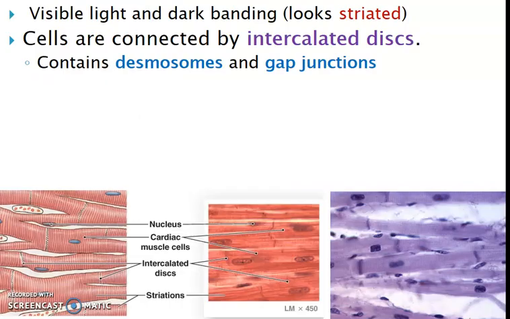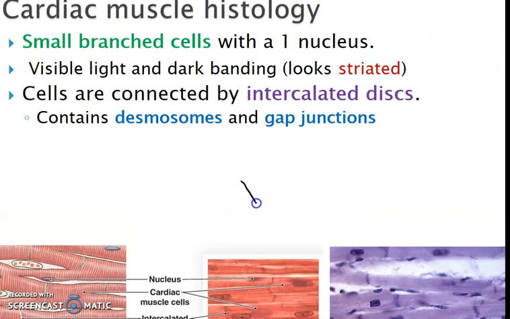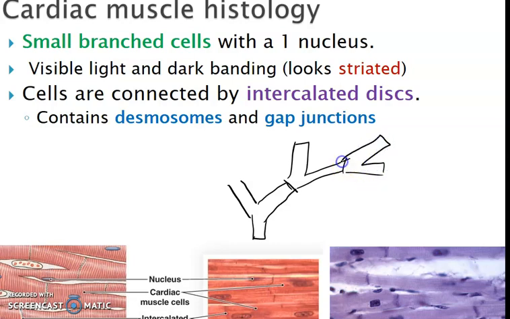Cardiac muscle. Cells are small and branched, and they have these intercalated discs between them, like so. So small branch cells, intercalated discs, and that's a combination desmosome, which is holding it together because of stress, and gap junctions. So whenever you see a histology slide, look for these intercalated discs.